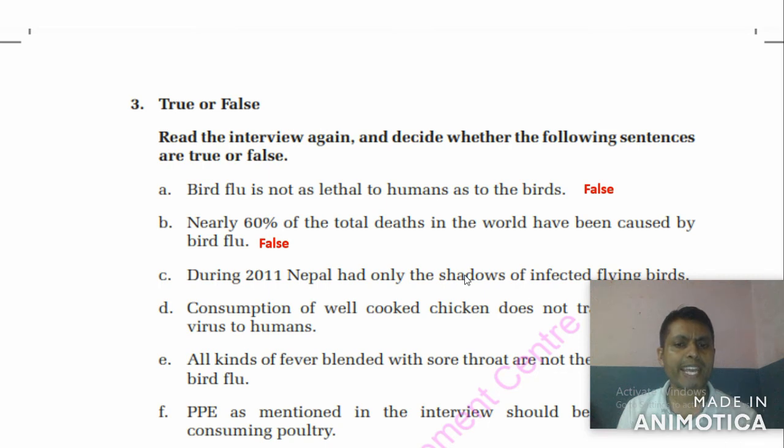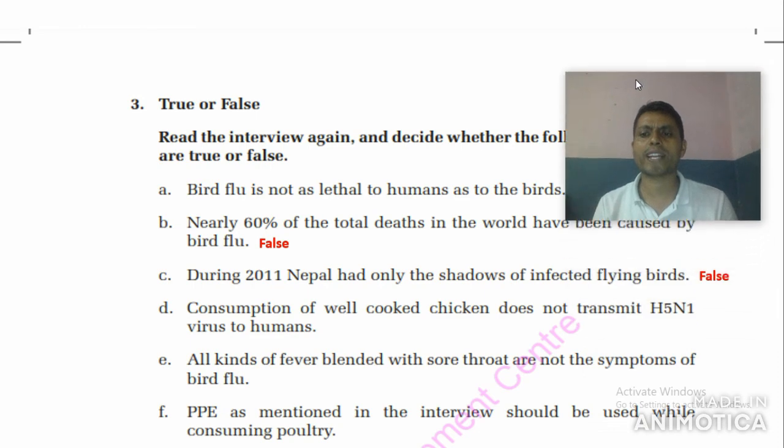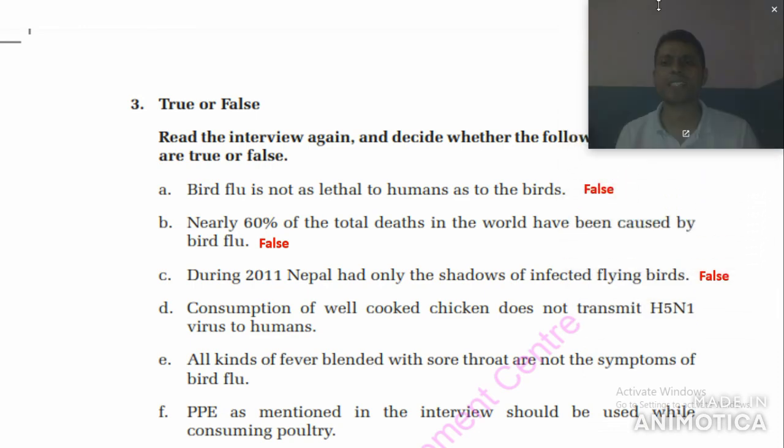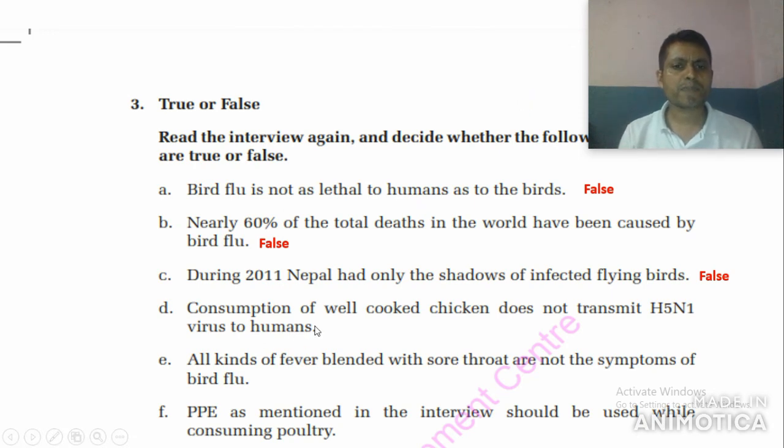Now look at the next one. During 2011, Nepal had only the shadow of infected flying birds. The answer is false. Now look at number D. First, read the statement given here. Then you must be able to find out whether the statement is true or false. So my dear students, now look here. The consumption of well-cooked chicken does not transmit H5N1 virus to humans. True or false? This is true, obviously.